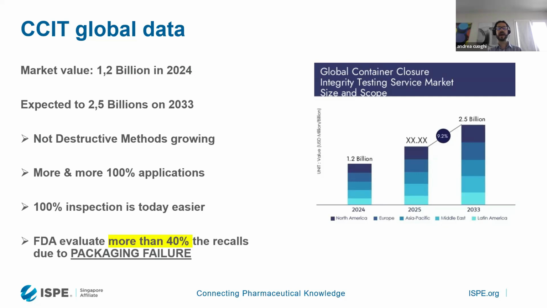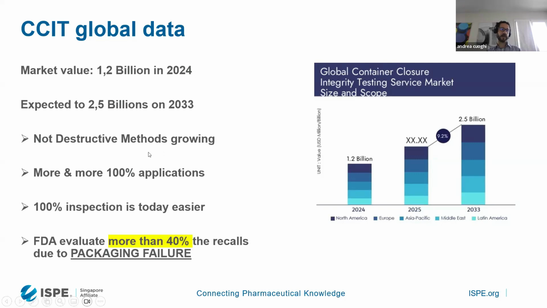This means how important this is for the manufacturers that are more and more adopting this kind of controls and technology in their plants. We can see from the graph that everywhere this control is foreseen to grow: North America, Europe, Asia Pacific, Middle East, and Latin America. So everywhere this is growing. It's not just focused in some part of the world.